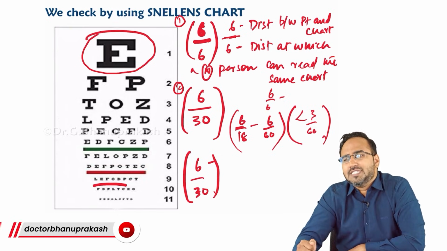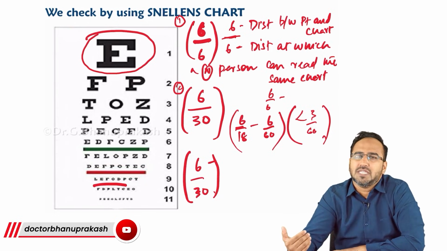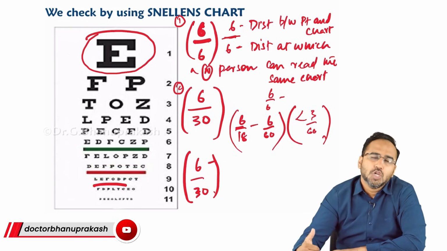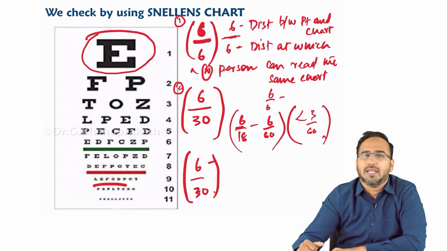we go for a Snellen's chart. In Snellen's chart, 6 by 6 means what? Upper 6 is the distance between the patient and the chart. Lower 6 is the distance at which a normal person can read the same line.